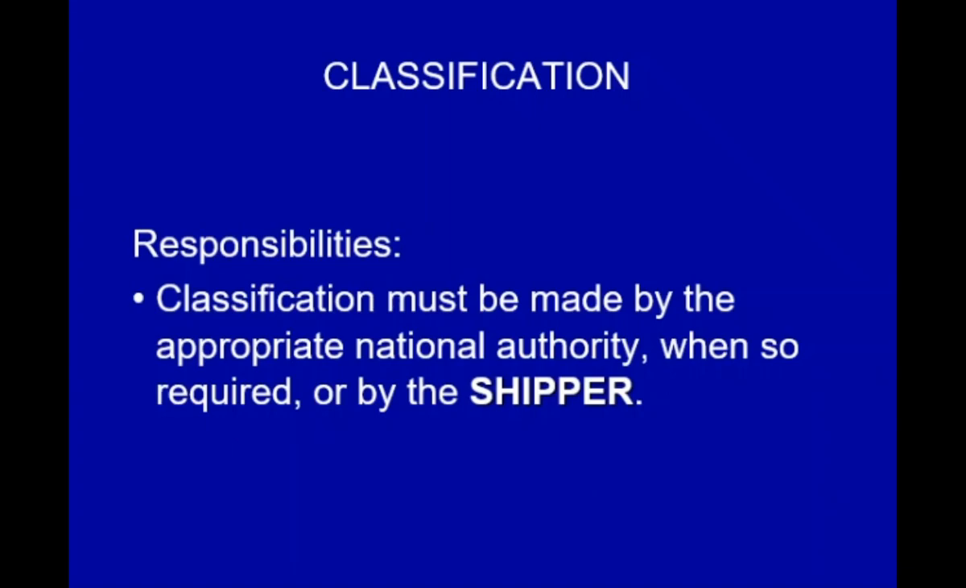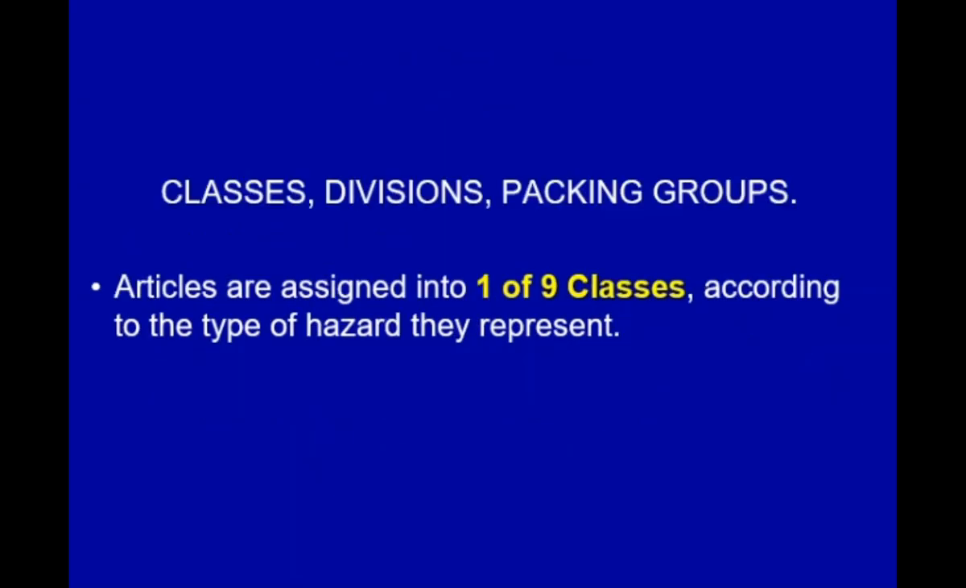Now, let us look at classification. Whose responsibility is it to do the classification? Classification must be made by appropriate national authority when so required, or by the shipper. So if the shipper doesn't know, the shipper has to refer to the appropriate national authority for the classification of any particular dangerous goods.